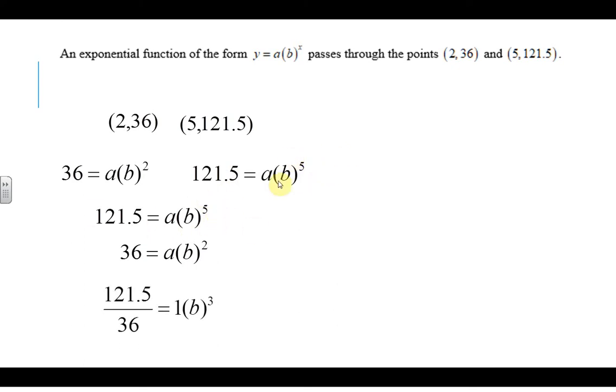So you divide those two equations. I thought I had a division sign. Guess I don't. Divide. A divided by a is 1. B to the 5th divided by b squared is b to the 3rd. That's what we're talking about, so you don't get a negative exponent there.